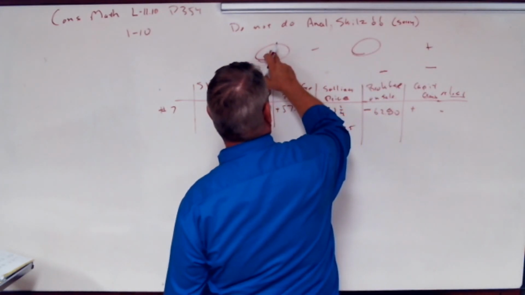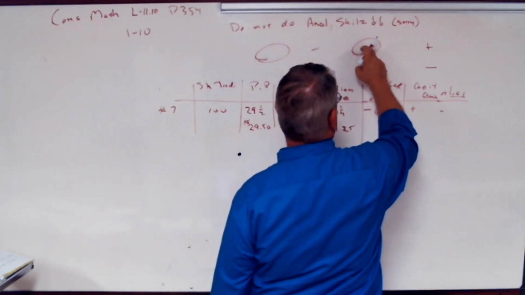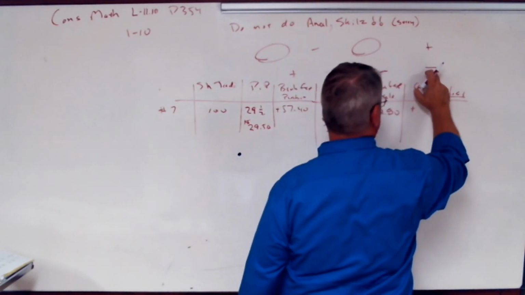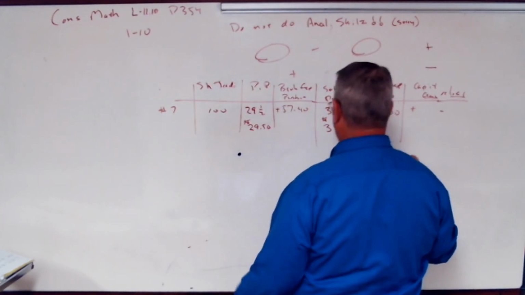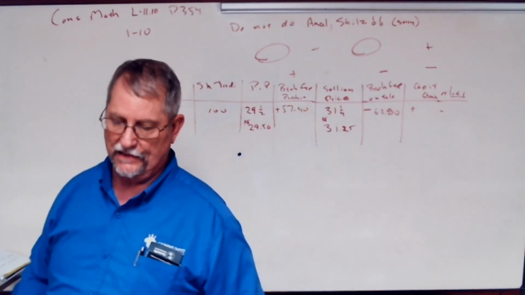If you bought them for this and you sold them for this and this is less than that, you lost money. So that goes over here. That's all you've got to do. Not too hard.